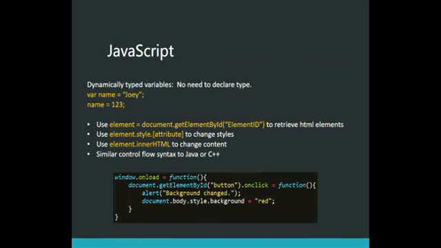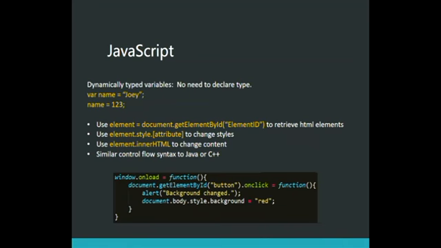You can use document.getElementById to retrieve elements. You can also use getElementsByClassName to retrieve elements. And then you do element.style with some kind of attribute, like what we used here, document.body.style.background, to change the background in this case. And then you can use element.innerHTML to change the content. It can be text, or it can be another HTML tag.